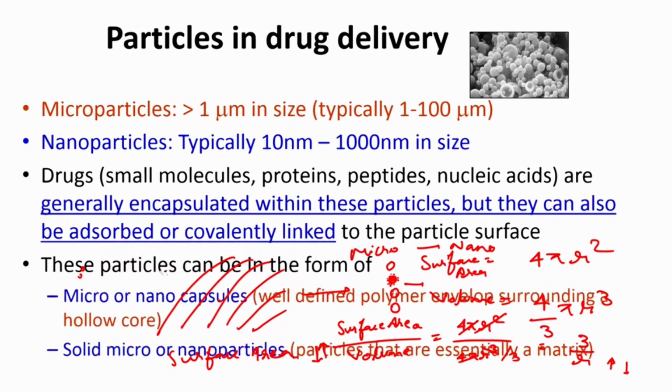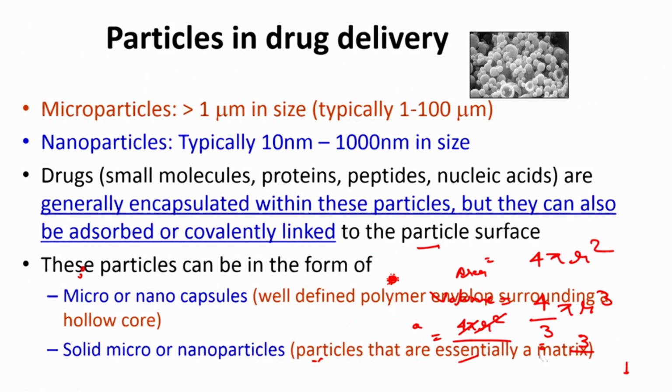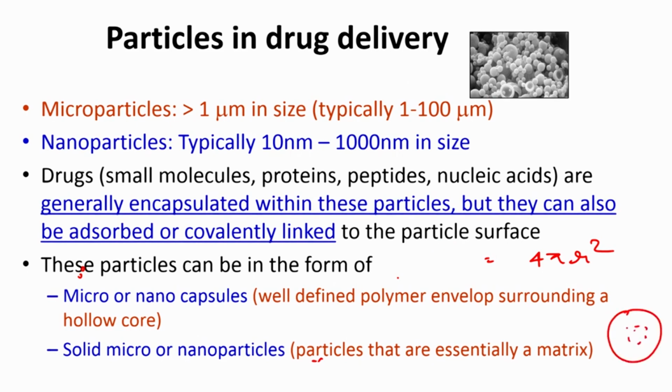And then of course these particles can take various forms, as I said. They can either be a matrix or they can be a reservoir. So you can have particles that are completely hollow, so you can load your drug in them. So they are sort of a mimic for a reservoir system. Or you can have a particle which is completely filled with polymer and then the drug is essentially just encapsulated in between these polymer chains.